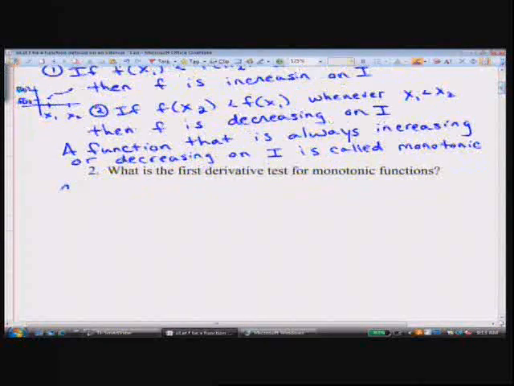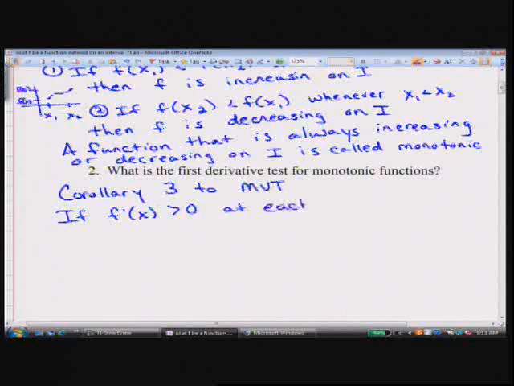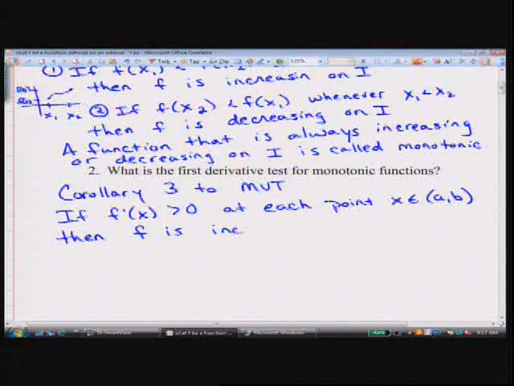Okay, so the question is, what is the first derivative test for monotonic functions? And this is actually corollary 3 to your best friend in the world, the mean value theorem. And it is that if f prime of x is greater than 0 at each point x contained in AB, then f is increasing on the interval from A to B.